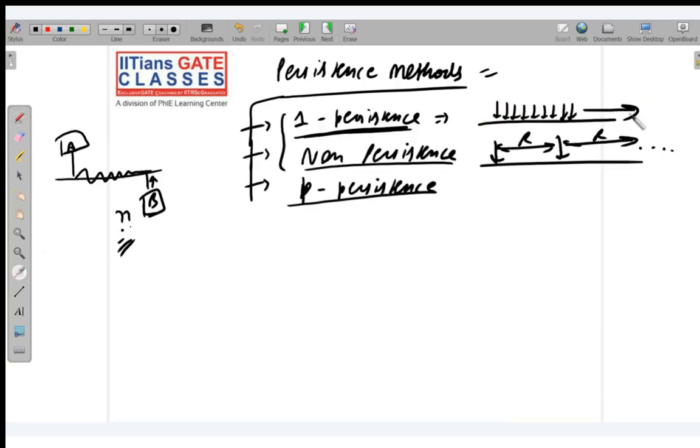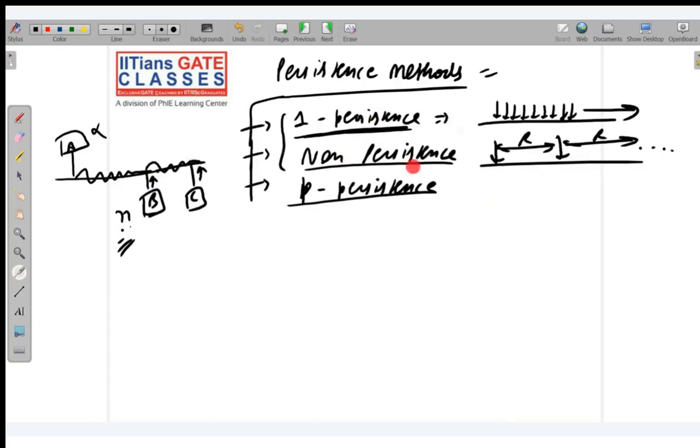So what do you think, probability of collision is high in which one, persistence or non-persistence? In one persistence, obviously chances of collision are high. Because if B and C, C is also sensing the channel and finding it busy. B and C both will keep on sensing the channel. The moment A stops sending data, B and C both will sense the channel to be idle and they both will send the data immediately and collision will occur. So chances of collision are very high in one persistence method.